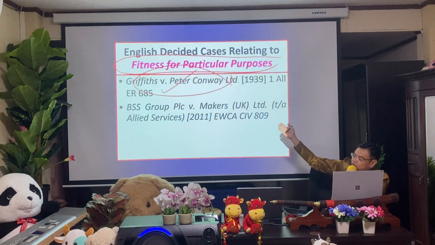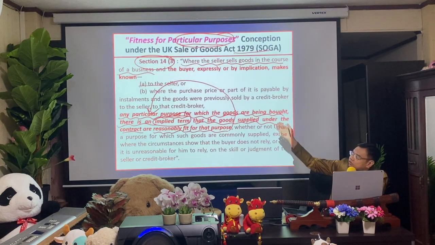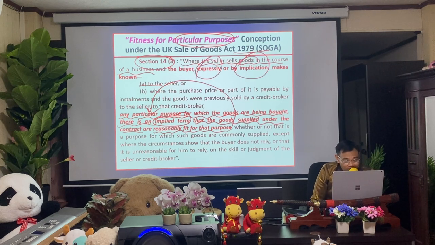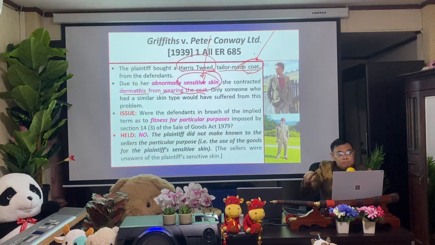If you go back to what is said by the law, section 14.3 with respect to fitness for particular purposes, 14.3 requires that the buyer make known to the seller, whether expressly or impliedly, the particular purpose for which the goods are being bought. So if we come back to this case, if this lady wanted the coat to be fit for her abnormally sensitive skin, she would have to make known to the seller her abnormally sensitive skin.